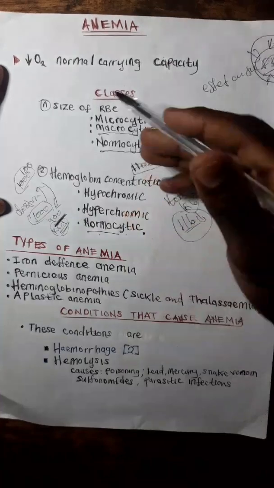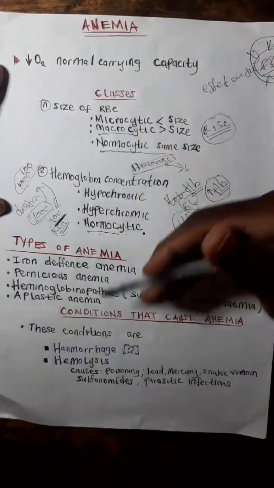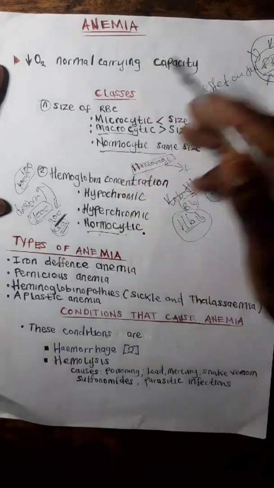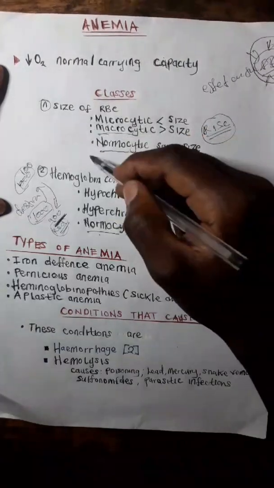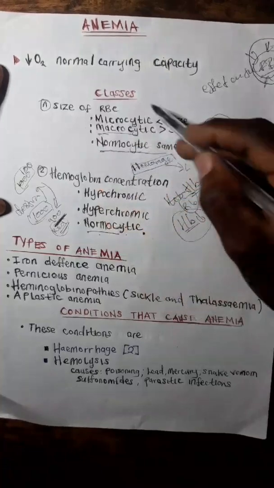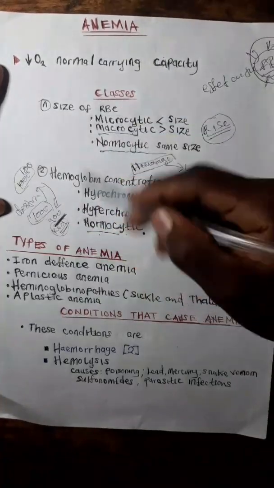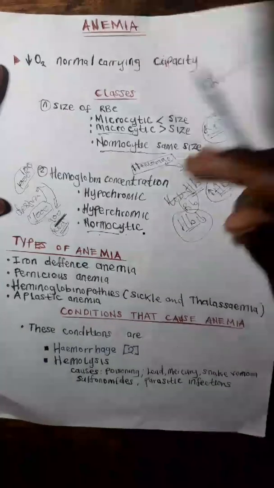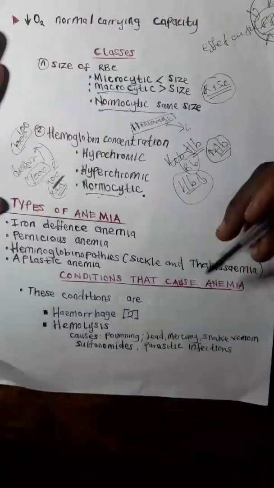Okay, so now these are the classes. As we'll be considering the types of anemia, we'll be classifying the anemia in these 6 classes, the 3 for the size and also the 3 for the hemoglobin concentration. So let's go to types of anemia.